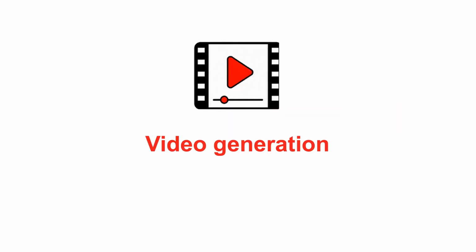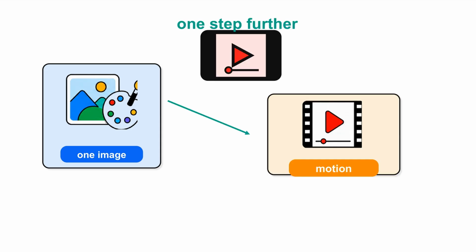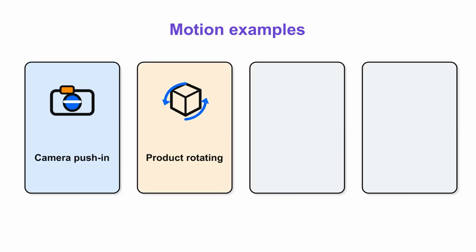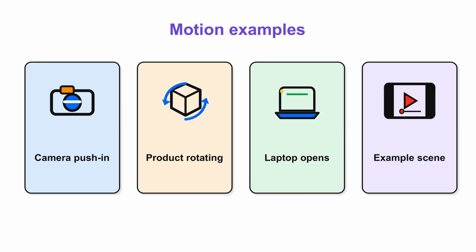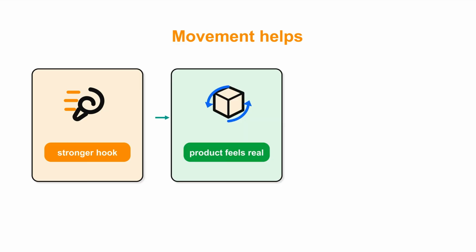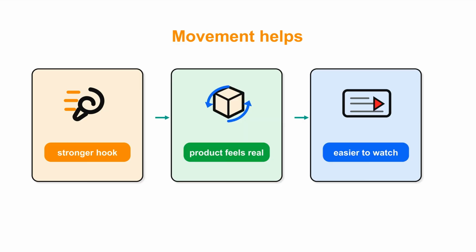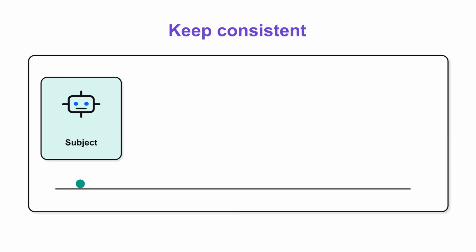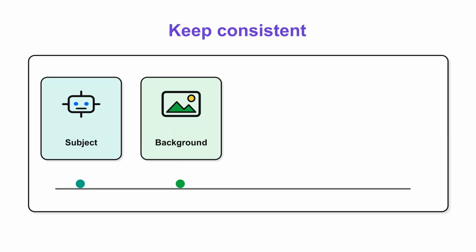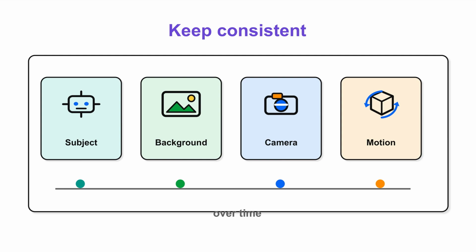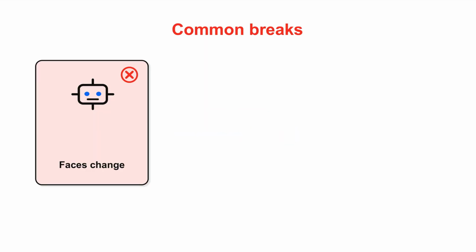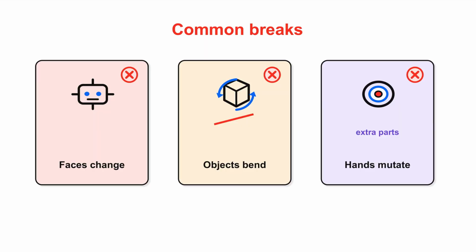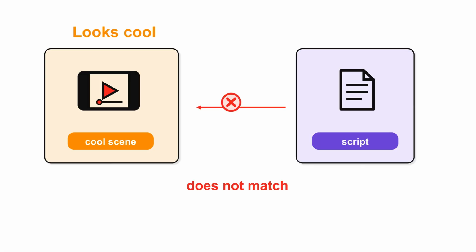Video generation. Video AI takes the same idea one step further. Instead of one image, it creates motion. A camera push-in, a product rotating, a student opening a laptop, a short example scene. Movement can make a hook stronger. It can make a product feel real. It can make a boring explanation easier to watch. But video is harder than image. The AI has to keep the subject, background, camera, and motion consistent over time. That is where things break. Faces change, objects bend, hands mutate. The scene looks cool, but it does not match the script.